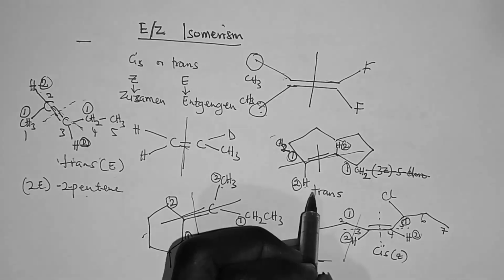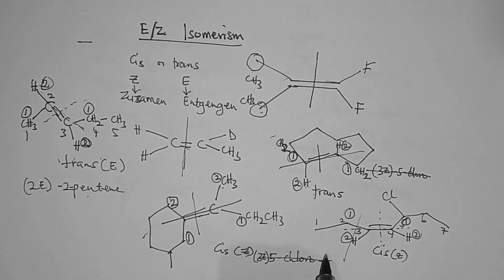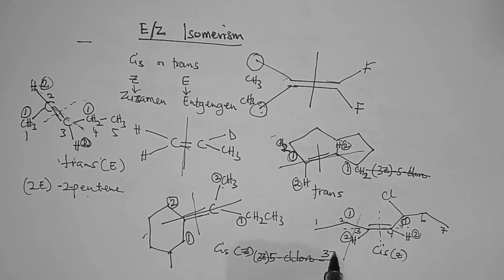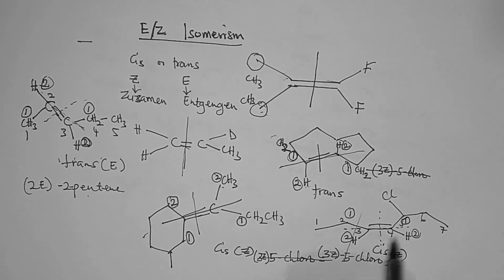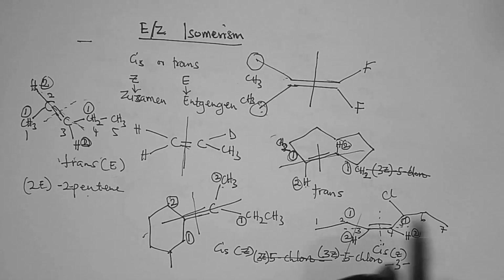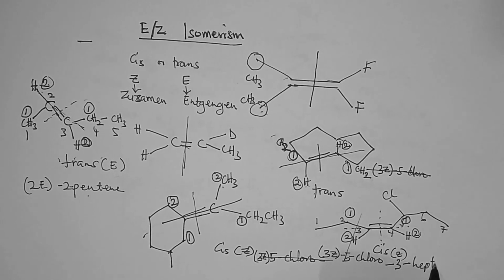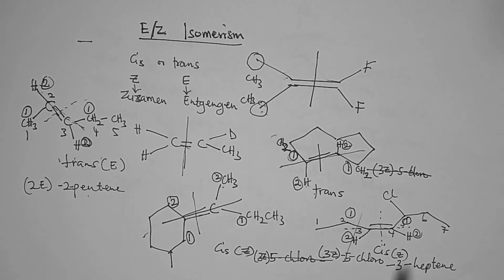So let me write the name down here. So it is 3Z, then 5-chloro. And the double bond is on carbon number 3. So carbon number 3, then the total number of carbons are 7. That is a heptene. So 3-heptene. So the name of this molecule is (3Z)-5-chloro-3-heptene.